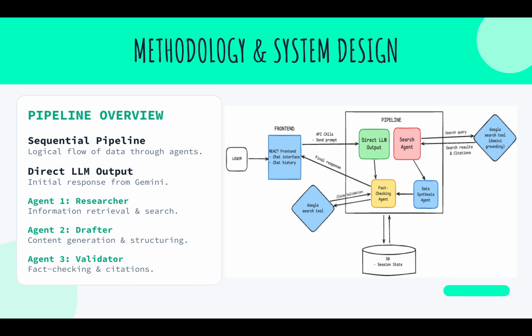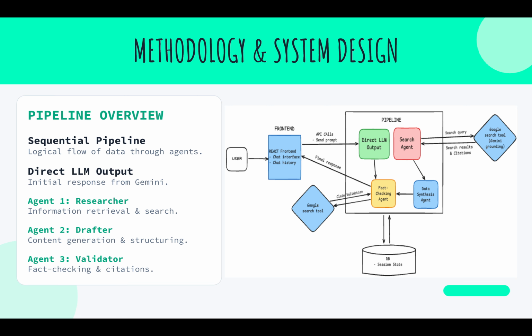So looking at the methodology and system design, we tried a bunch of different implementations, but we ended up going with a sequential pipeline, which means that each agent gets executed one after the other, and the context from each agent gets passed down. Looking at the overview on the left and the diagram on the right, we start with the user query in natural language. We wanted the direct LLM output first to show what the initial LLM response would be without the agents, for comparison reasons.